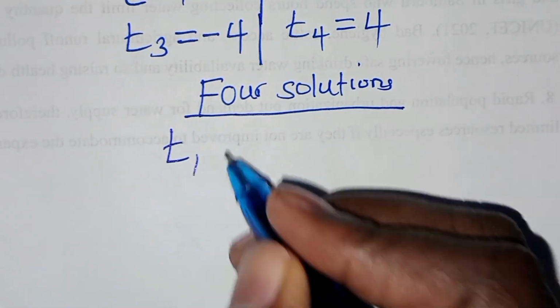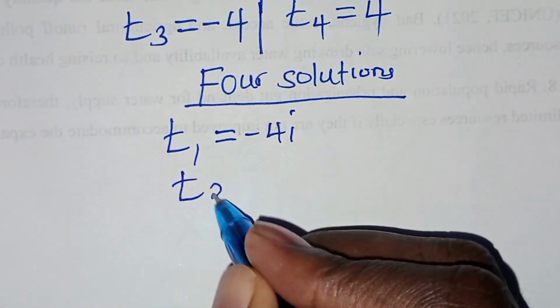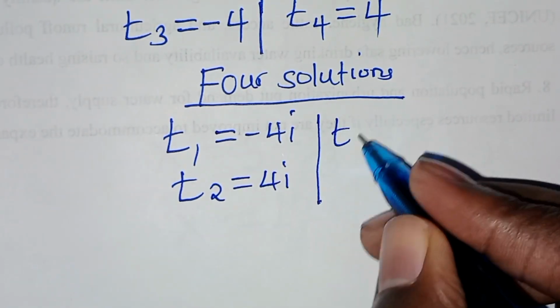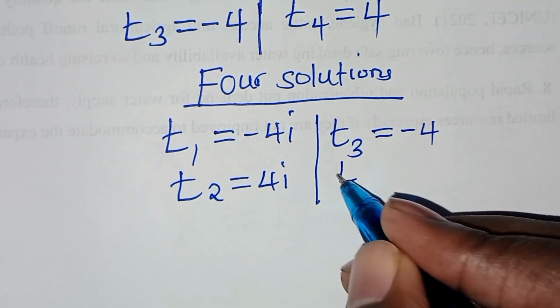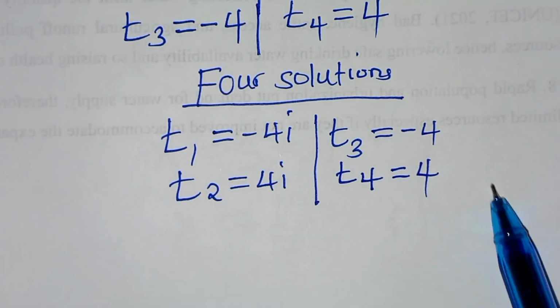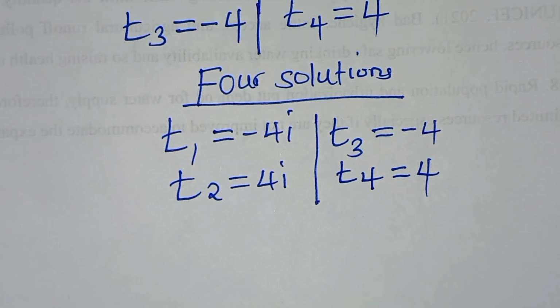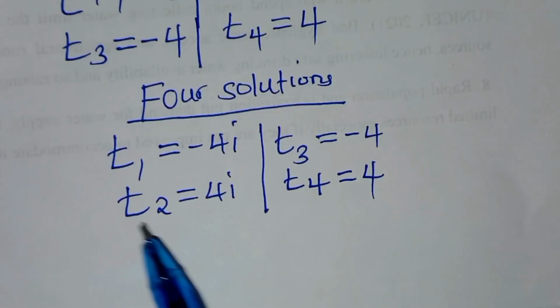So the first value of t, that is t1, is equal to minus 4i. t2 is equal to 4i. Then we have that t3 is equal to minus 4, and t4 is equal to 4. So the next step from here, let's verify that these 4 solutions actually satisfy the equation.